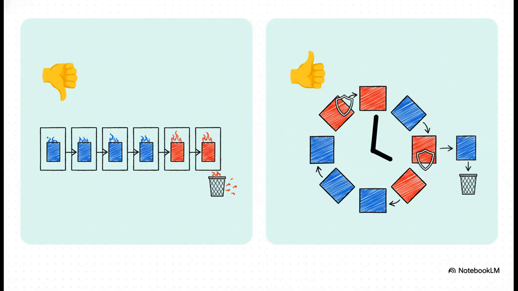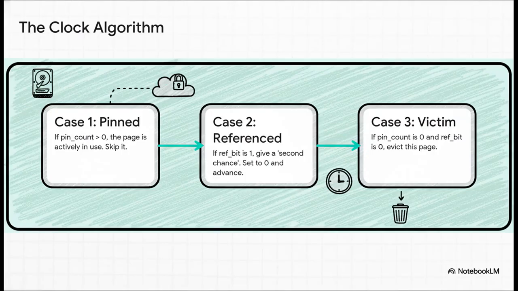Where LRU is totally vulnerable to these big scans, clock is specifically designed to resist them. The way the clock algorithm works is so clever. Imagine all our frames are arranged in a big circle, like a clock face, and there's a clock hand pointing to one of them. When we need to find a page to evict, the hand starts sweeping.